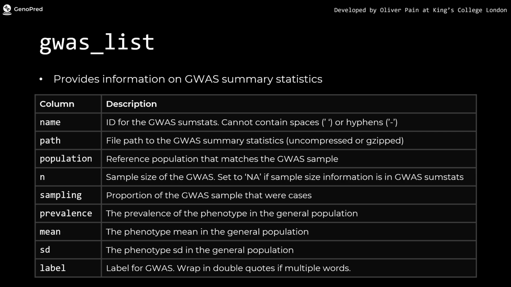Then we have the columns mean and SD, which are used for GWAS of continuous outcomes. These indicate the mean and standard deviation of the trait in the general population. These values can be set to 0 and 1 if they're unknown. They're only used when generating the individual level reports where polygenic scores can be viewed on the absolute scale. Finally, the label column is a label for each GWAS, which are used for creating plots in the report. These labels can contain white spaces, but should be within quotes to ensure the column is read as a single character string.